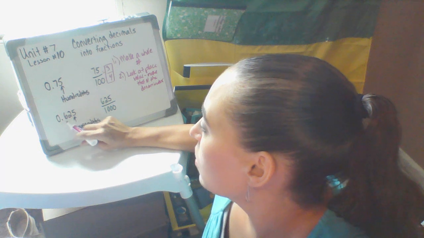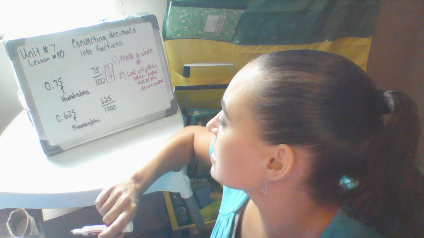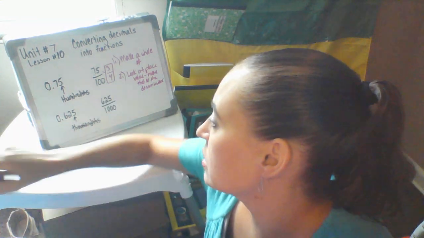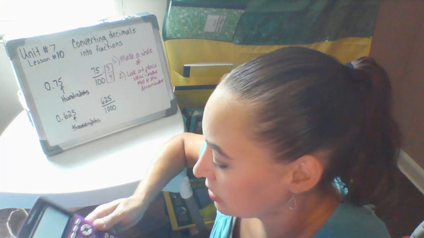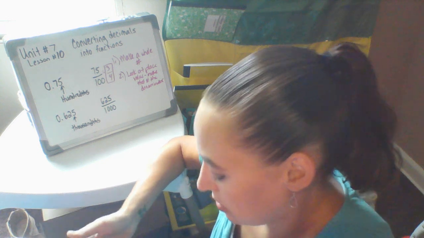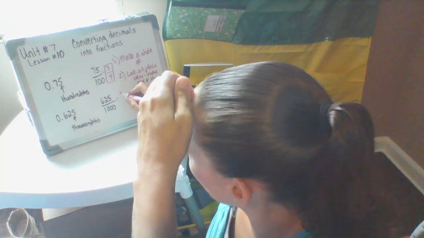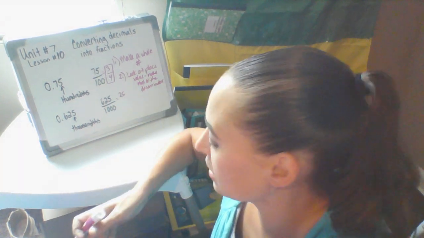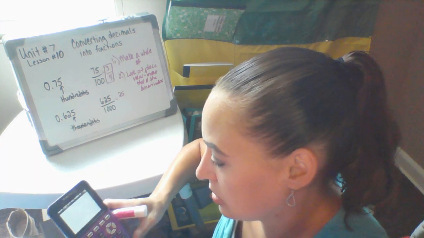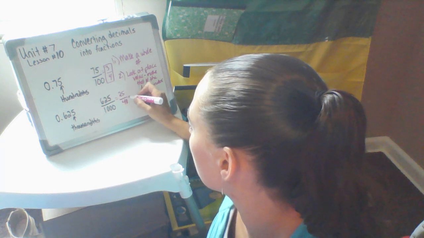Okay. So again, you move this to a whole number. So it's 625 over 1,000. Again, you would be asked to simplify this number. So you can take your nifty grifty calculator out. So we have 25 goes in there 25 times. And 25 goes into 1,000 40 times. We still got to reduce.